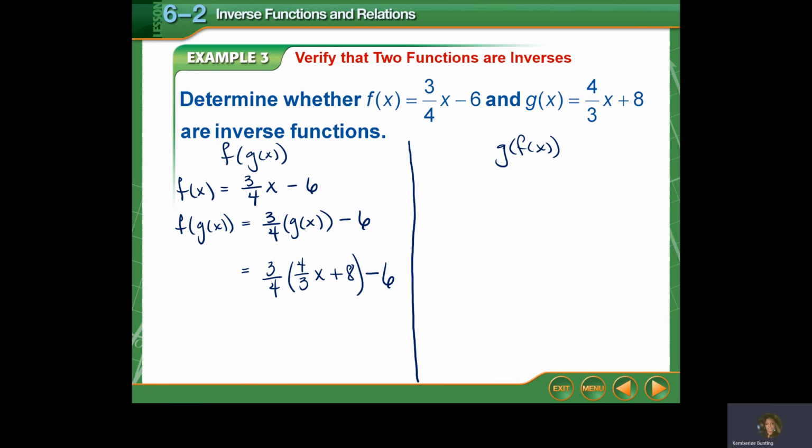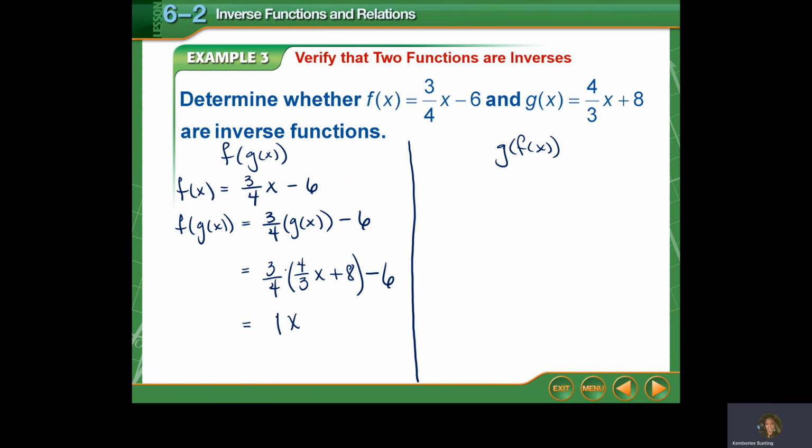Young people, if you don't know what that is, you should be using your calculator right now. 3/4 times 4/3. Type it in. Use your fraction key. What does that give you? Marion says it's 1. Is she right? Okay. So that'll be 1x, right?